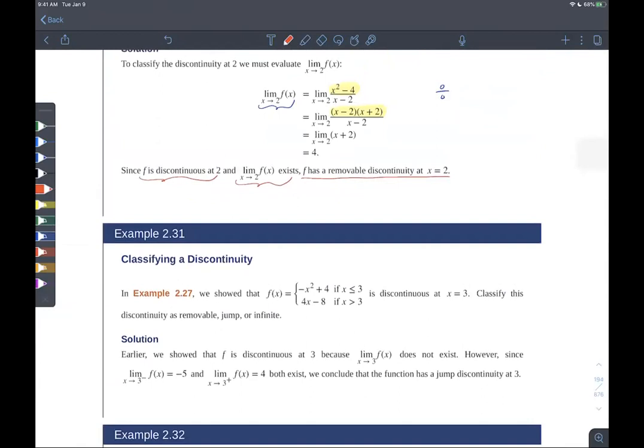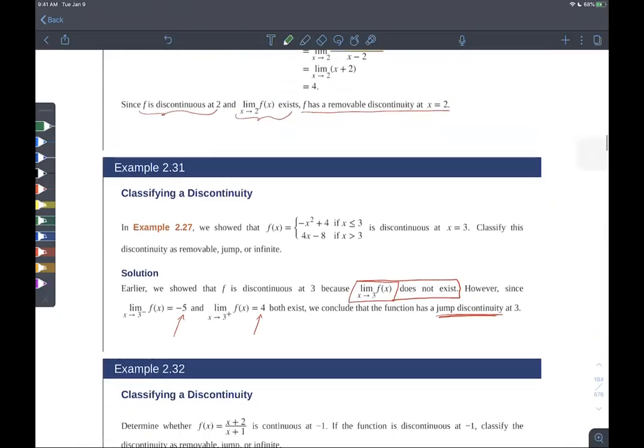Solution. Earlier, we showed that f is discontinuous at x equals 3 because the limit as x approaches 3 of f of x does not exist. However, since the limit from the left is -5 and the limit from the right is +4, both exist, we conclude that the function has a jump discontinuity at x equals 3. All right, that's what we expected.